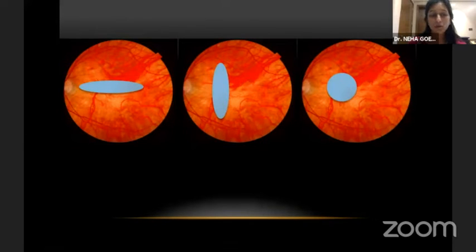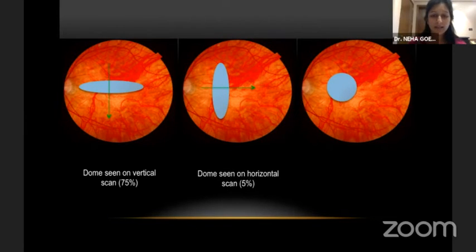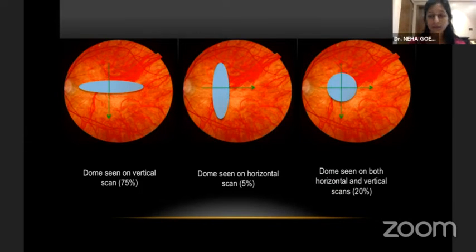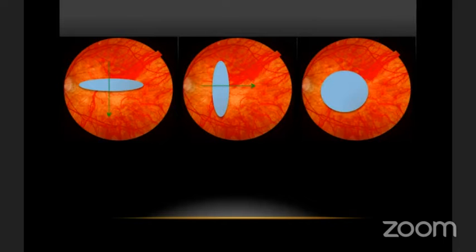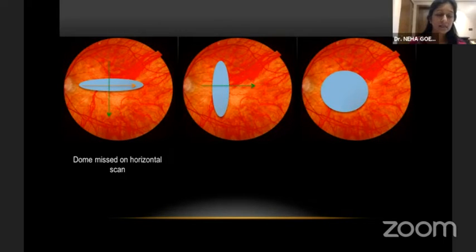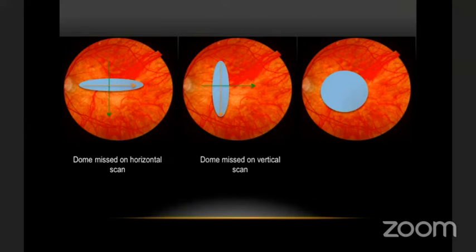Now, this is important. The dome can be horizontal, vertical, or round. So if it is horizontal, you need a vertical scan to diagnose, which is the most common. If it is vertical, you need a horizontal scan to diagnose. And if it is round, it can be picked up on both the scans. Now, the scan should be of a sufficient length as well. Here you see it's missed on a horizontal scan.